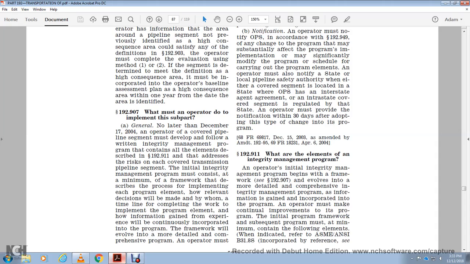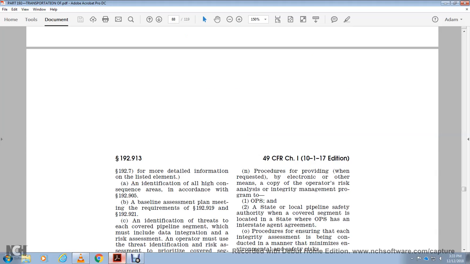192.911. What are the elements of an integrity management program? An operator's initial integrity management program begins with a framework, as in 192.907, evolving into a more detailed and comprehensive integrity management program as information is gained and incorporated into the program. The operator must make continual improvements. The initial program framework and subsequent program must, at a minimum, contain the following elements, with ASME/ANSI B31.8S incorporated by reference in 192.7 providing more detailed information on the listed elements.